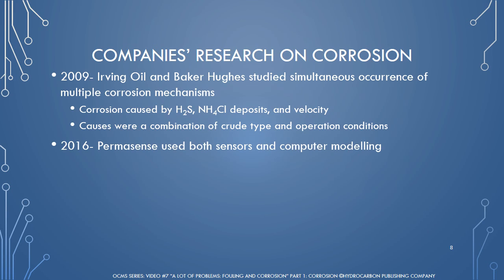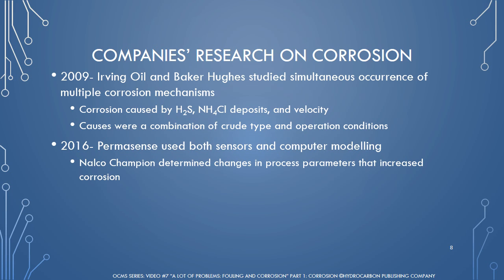PermaSense used a combination of sensors and computer modeling to determine the root cause of increased overhead corrosion at a European refinery. Nalco Champion used this data to calculate changes in process operations that contributed to corrosion.